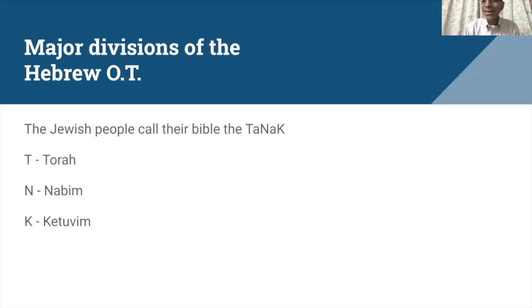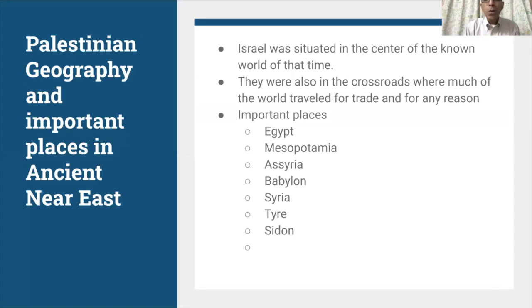Ketuvim was the writings, and they did not consider the writings as the same level as the Torah and the Neviim. Okay, they didn't consider it at the same value, and the writings were more like their literature, like today what we would consider to be good, solid Christian literature. To them it was something like that, the Ketuvim.